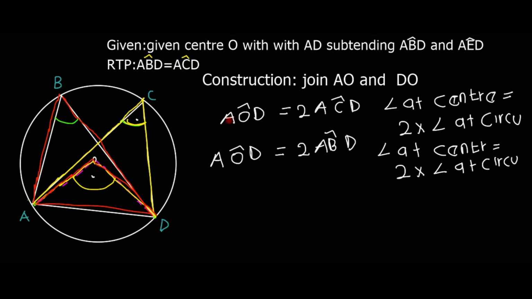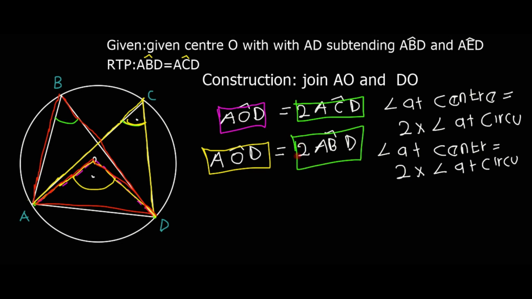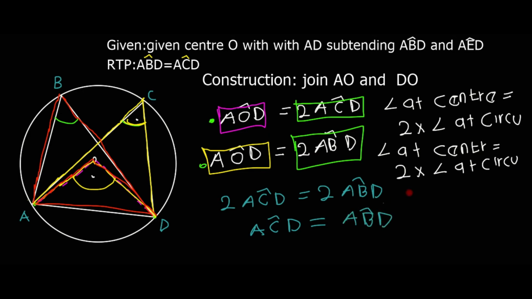And now because we have angle AOD here and angle AOD there, which is the same thing, it means 2 angle ACD is equal to 2 angle ABD, because AOD and AOD is the same thing. Therefore, to substitute, 2 angle ACD is equal to 2 angle ABD, and from here we can divide both sides by 2 because all have 2, therefore angle ACD is equal to angle ABD. So I have proved angle ACD is equal to angle ABD, which is this one.